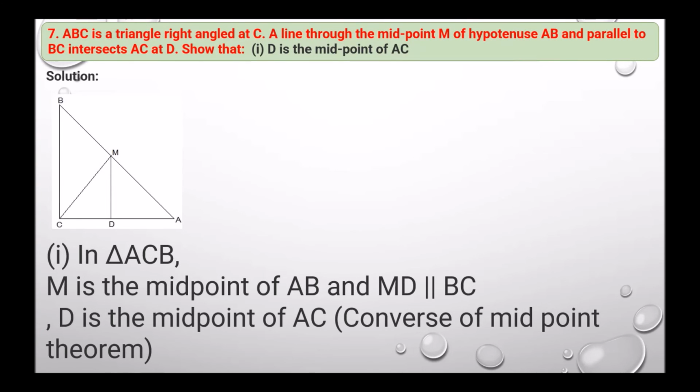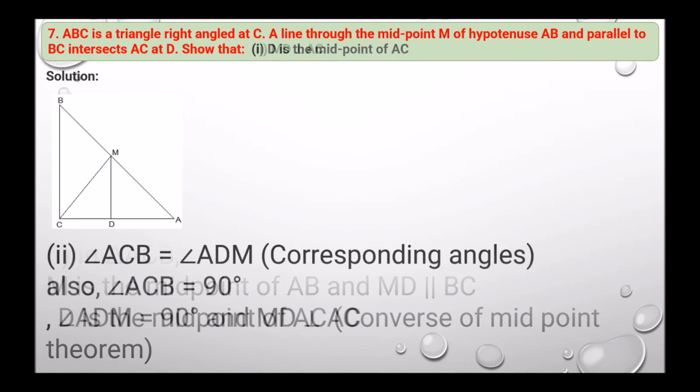Next, ABC is a triangle, right angled at C. A line through the midpoint M of the hypotenuse AB and parallel to BC intersects AC at D. Show that D is the midpoint of AC. So in triangle ACB, M is the midpoint of AB and MD is parallel to BC. D is the midpoint of AC, converse of the midpoint theorem.